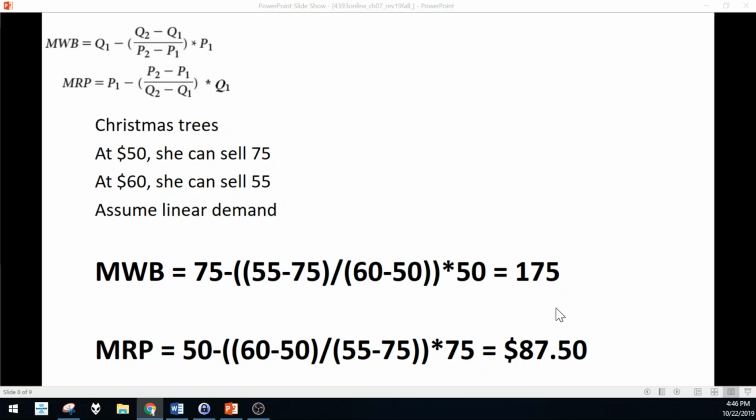As an aside, once you're out working and you start a family and you start buying Christmas trees, unfortunately, you could end up with trees that cost a lot more than $87.50. But for purposes of this example, that's the number. It's pretty high, but again, the price that companies can get for Christmas trees nowadays is pretty crazy.